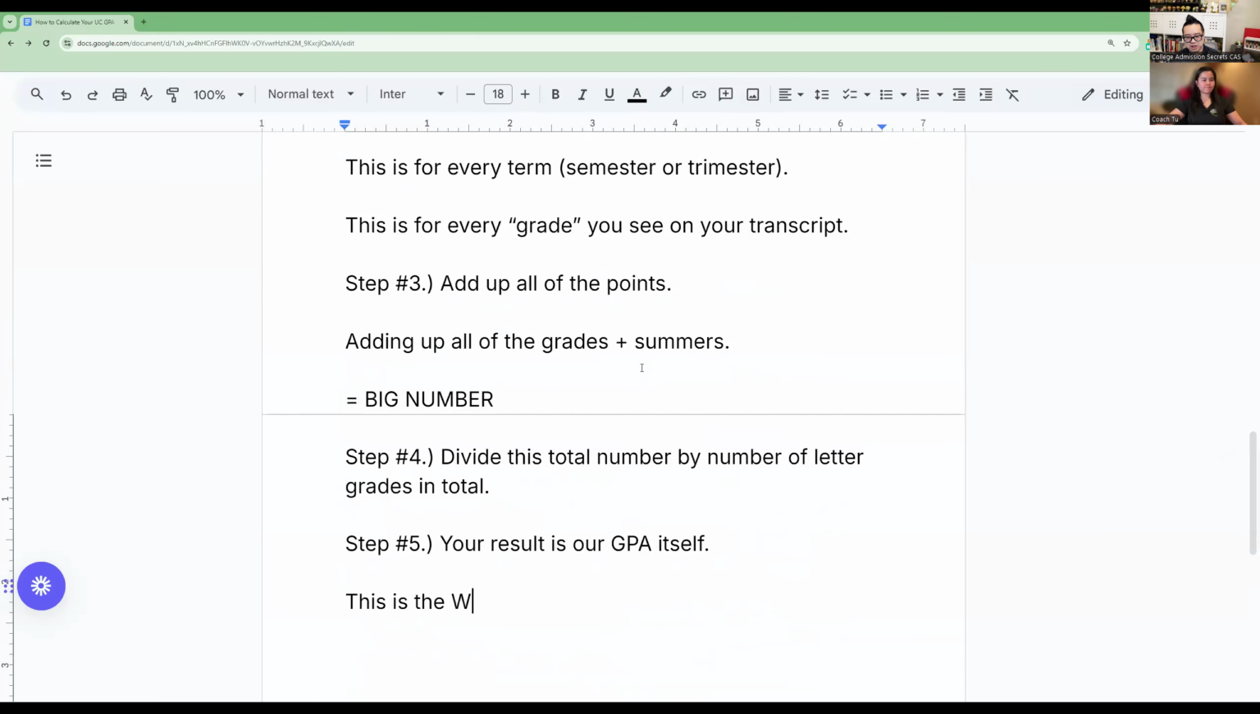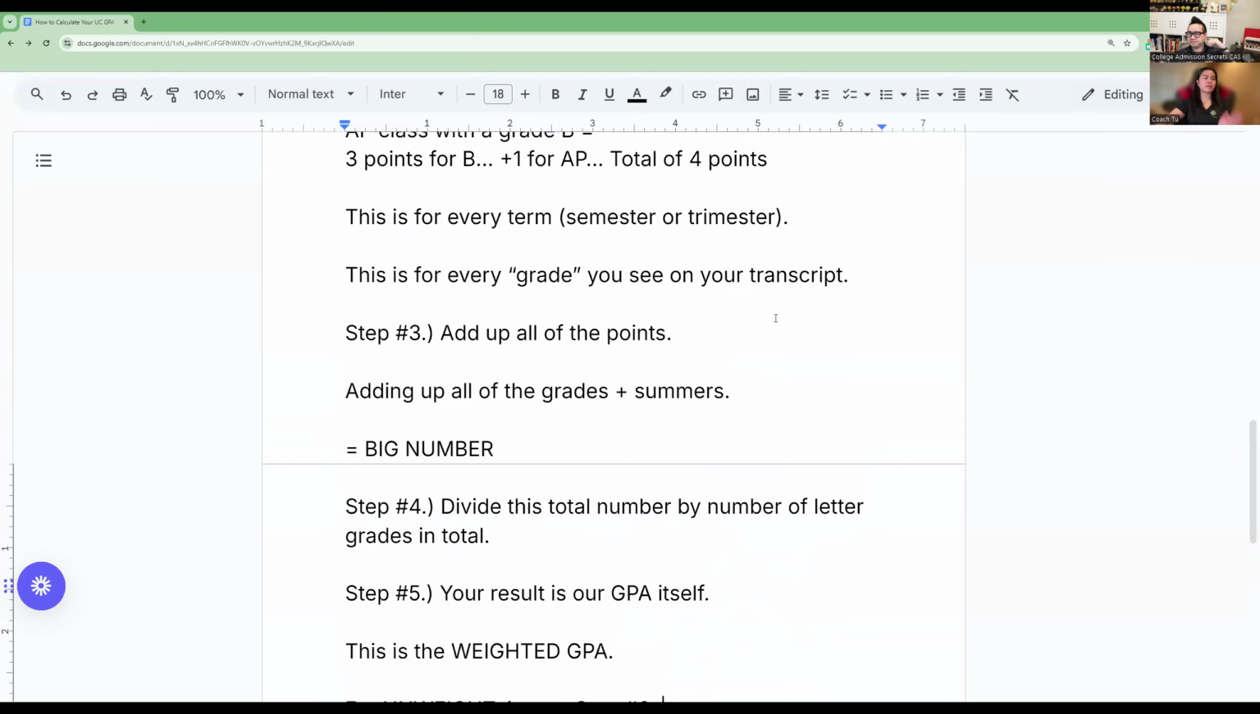This is the weighted GPA, right? Weighted just means it includes the honors. If you want to calculate unweighted, the only difference is that you ignore step number 2, which is the honor points.